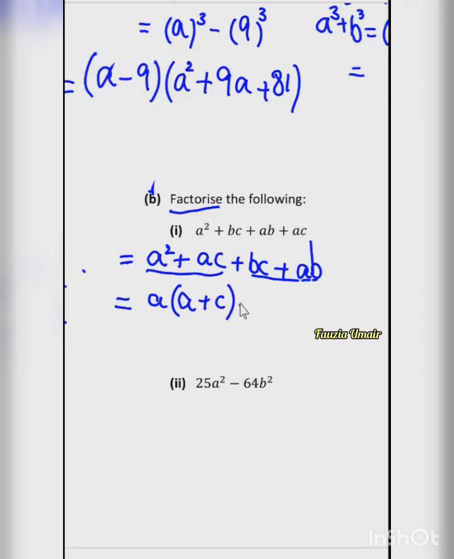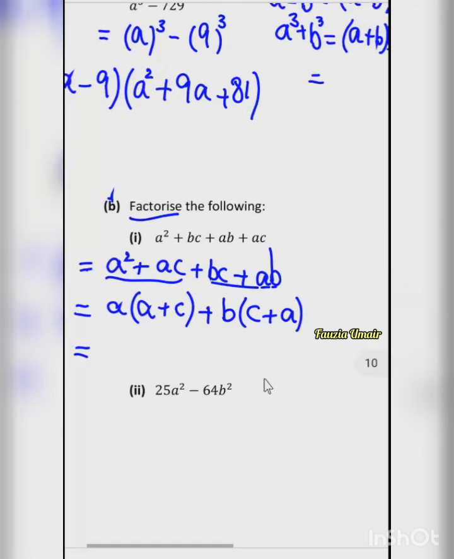So what can I take common from here? I can take plus B common. So the leftover is C plus A. Do you think A plus C is the same as C plus A? Yes, ma'am. Which property is this? Commutative. That's right, commutative law.